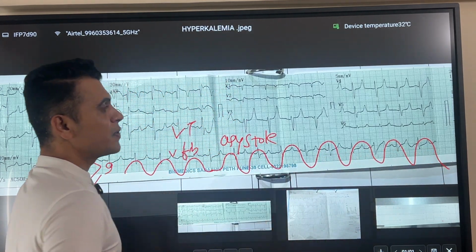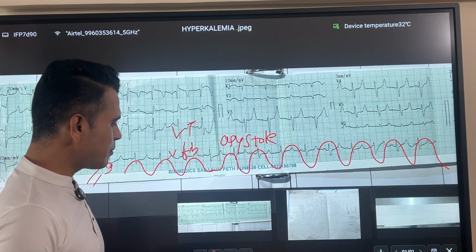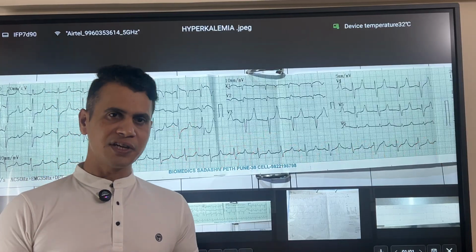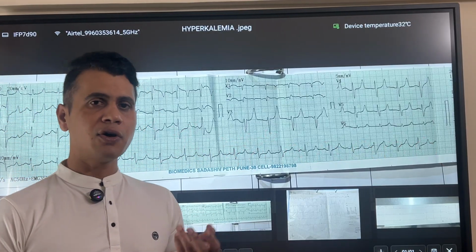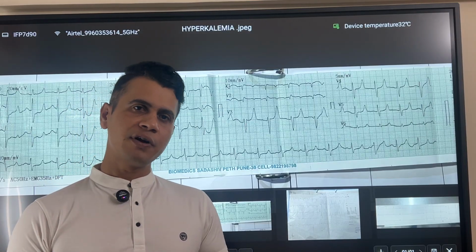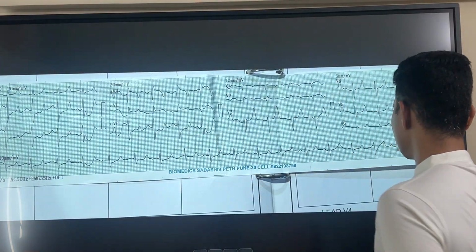This is called sine wave. It means that the muscle is not contracting at all, and the myocardium is not functioning well. The presence of VT, ventricular fibrillation, or sine wave is an indication for cardioversion. So we'll see a few more examples.